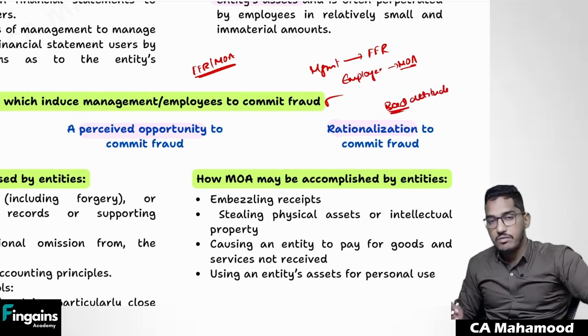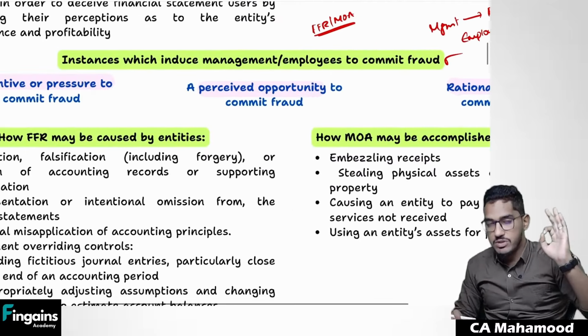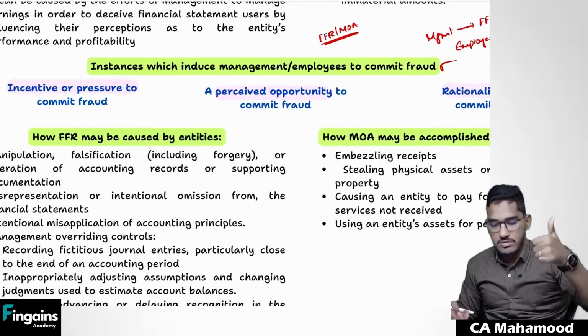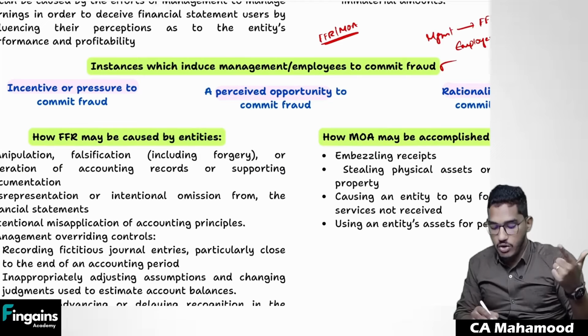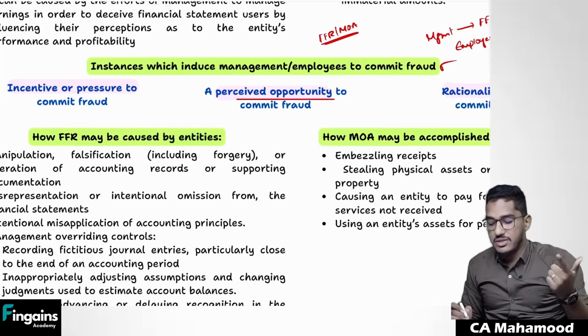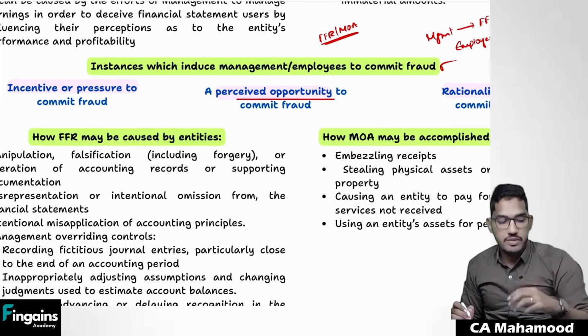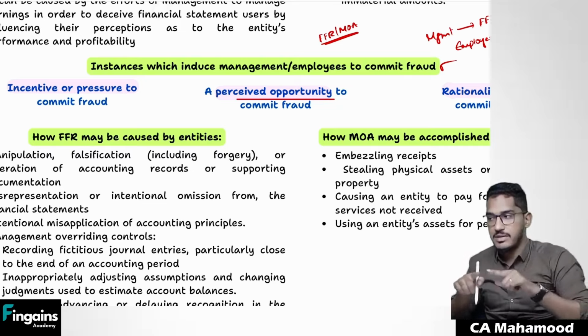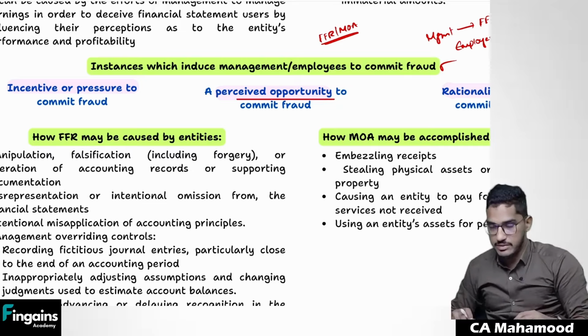So you take any fraud, whether management fraud or employee fraud, for any fraud to happen, there should be three things which must be present. Either there should be incentive or pressure, and there should be a perceived opportunity, and there should be rationalization. There should be bad attitude to justify your wrongdoings. If these three things are present, then only any fraud can take place.